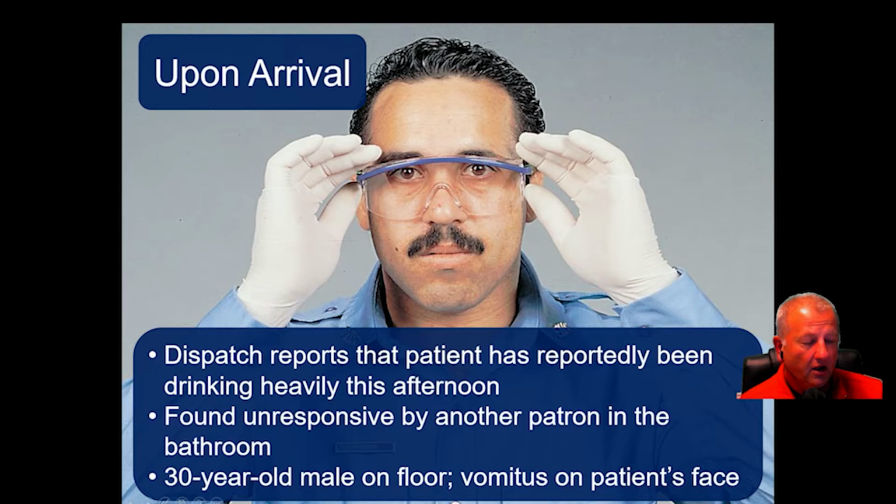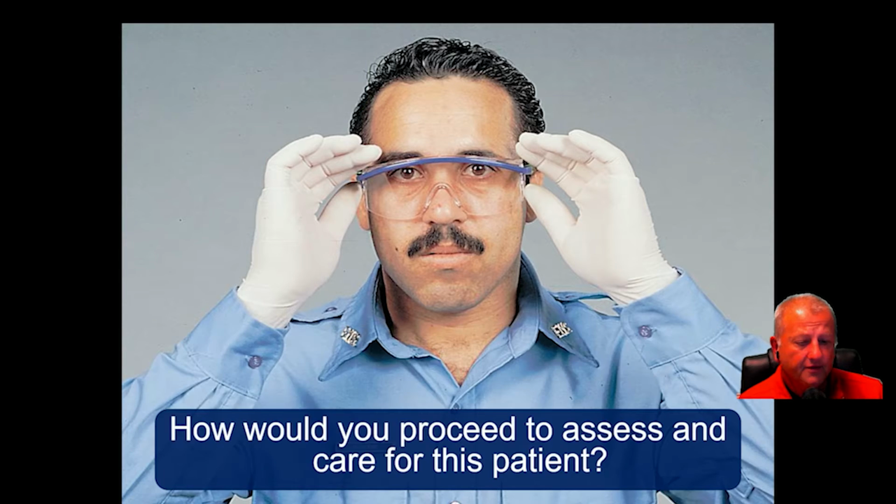Also, we need to know that there's body fluids there. We're going to be dealing with vomit. We're going to be dealing with somebody who could be intoxicated, could be unconscious. We don't know, but we need to prepare for that by having some eyewear, having standard precautions, gloves, and that sort of thing. All right, so how would you proceed to assess and care for this patient?